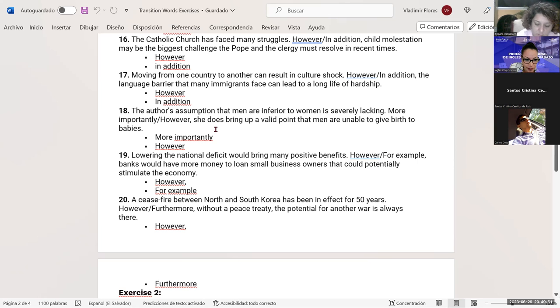Number 19. Lowering the national deficit. Me, teacher. Thank you, Cristina. Lowering the national deficit will bring many positive benefits. However, for example, banks will have more money to loan small business owners that could potentially stimulate the economy.